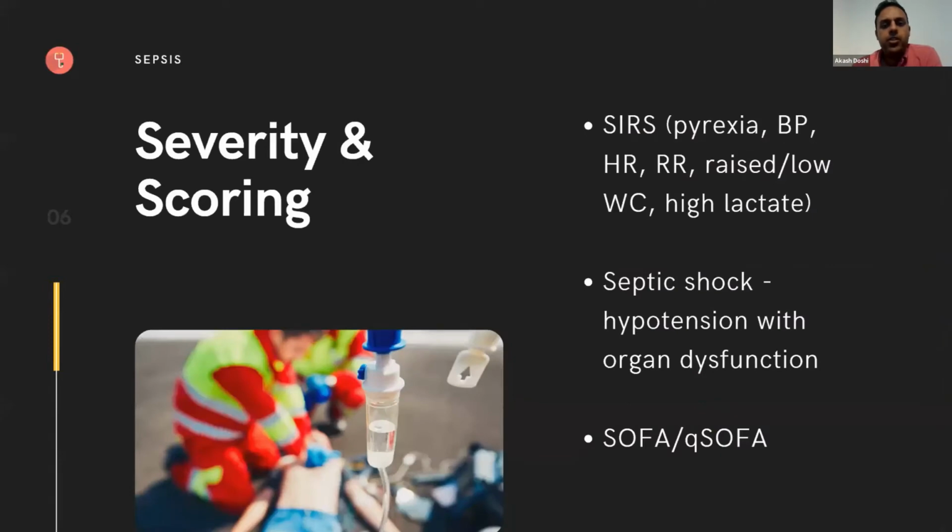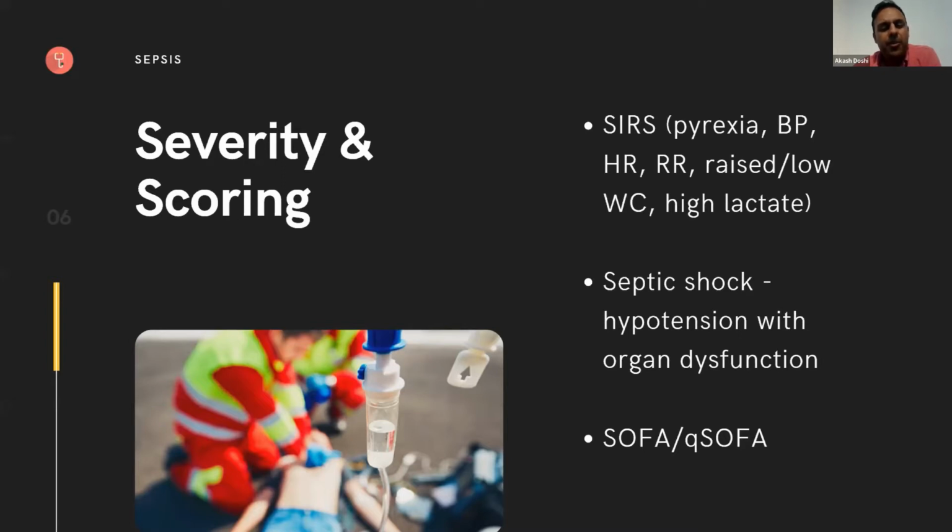And so in the olden days, what we used to use is SIRS to look into this. So what we would look at were any features that would suggest somebody was septic, such as if they were pyrexial, if they had a low blood pressure, if they had a high heart rate, if their respiratory rate was high, if their white cells were quite high or they had a high lactate. And that was an idea of this could be SIRS, this could therefore be infection. And so sepsis was defined as features of SIRS, this systemic inflammatory response syndrome with a definite source of infection. And septic shock was defined as having a low blood pressure and your organs not working.